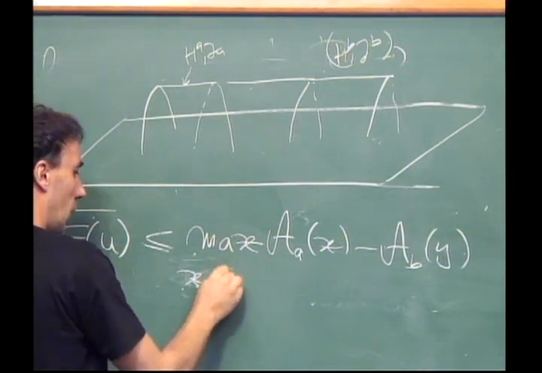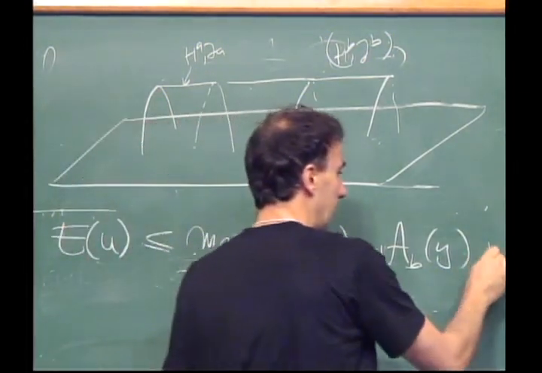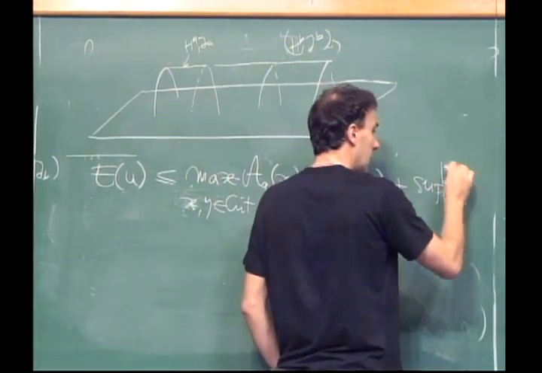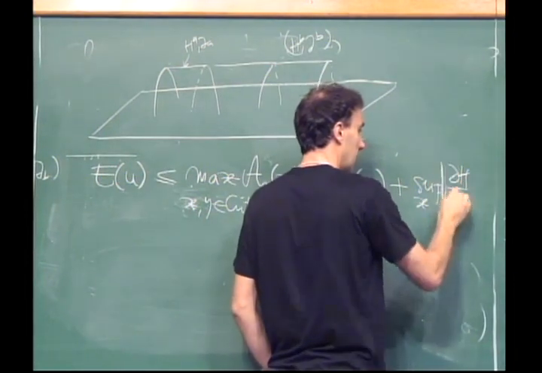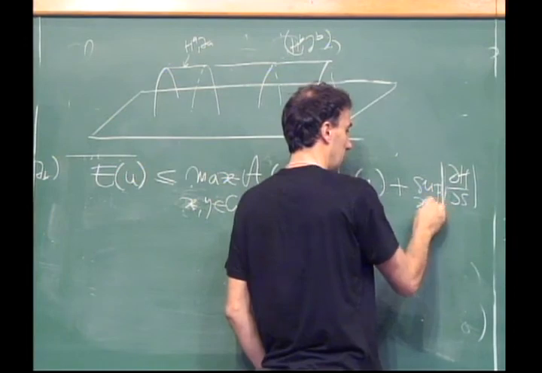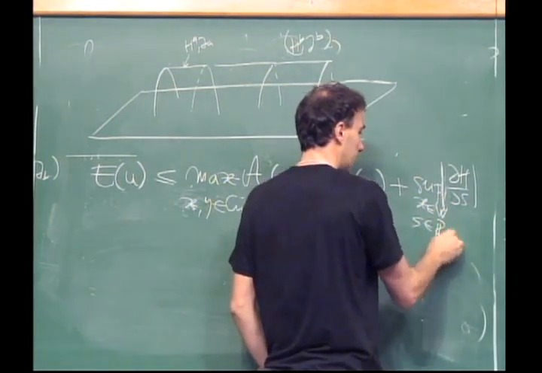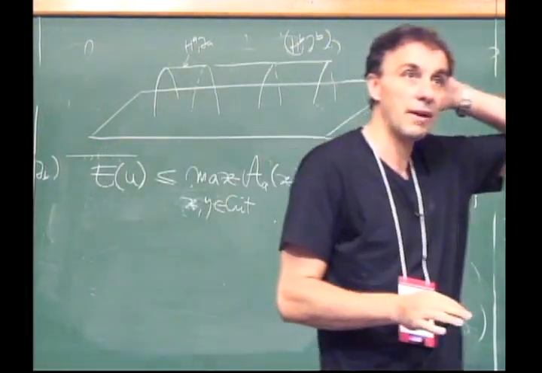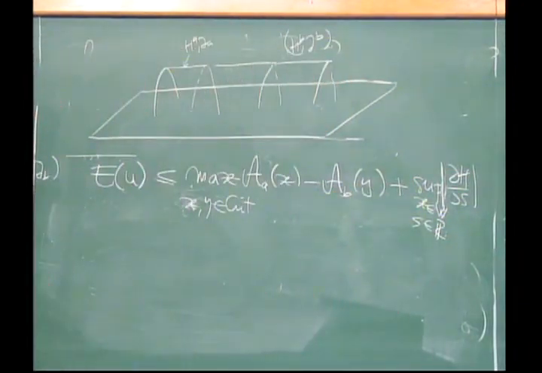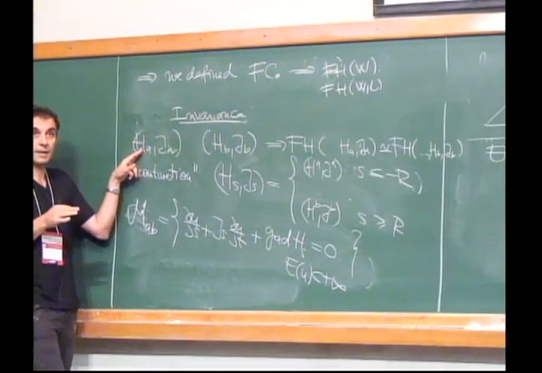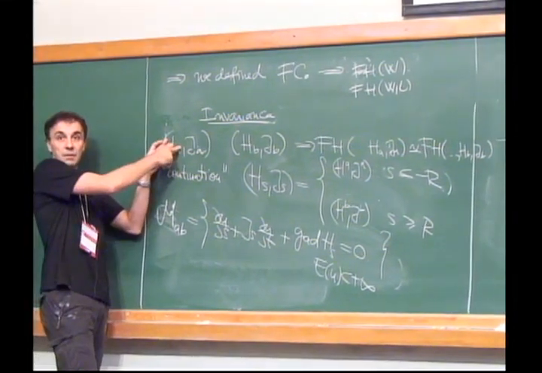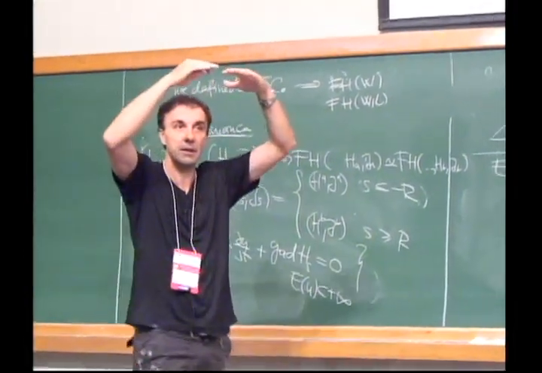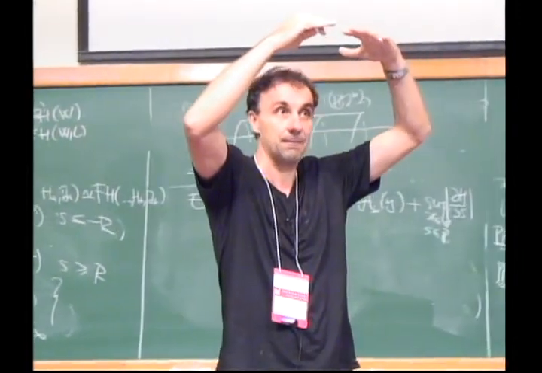So X, Y critical. But one should add here supremum of dH/ds, X in W and S in R. So therefore, when W is not compact, what you have to do is first to take, with a cutoff function, H_A with compact support outside the compact where all the Floer trajectories lie in, right?